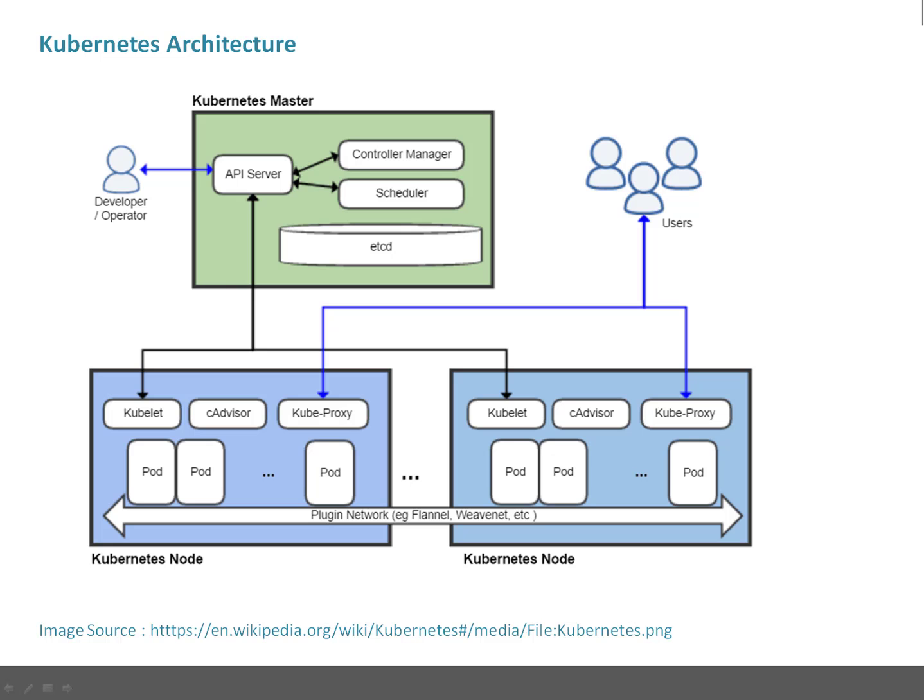I'm going to create a setup in this way. We are going to have one master server which will be running these particular components. After that, I'm going to have two nodes or Kubernetes nodes, node 1, node 2, which will be running kubelet service, cAdvisor, kubeproxy, and the ports. And both nodes will be interconnected using the flannel network.